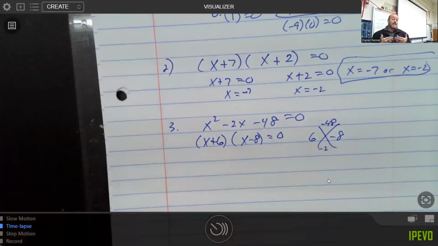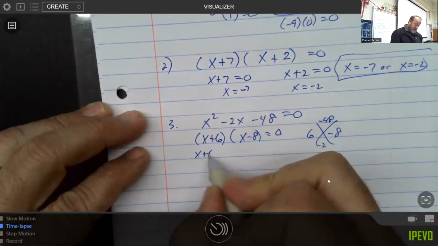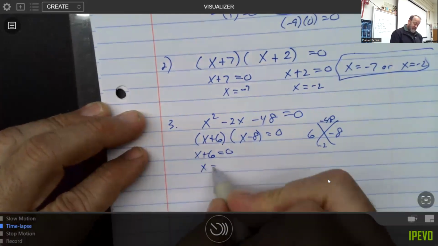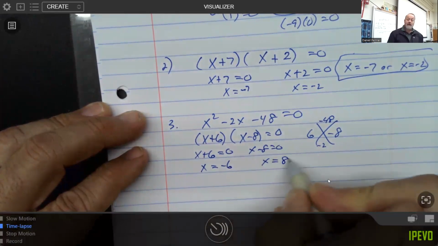And I think most of you watching this video or sitting in class would see very rapidly that this is pretty easy to do, because if you set x plus 6 to 0, you're going to see right away that x has to be negative 6. Or x minus 8 is 0, you would have x equals 8.